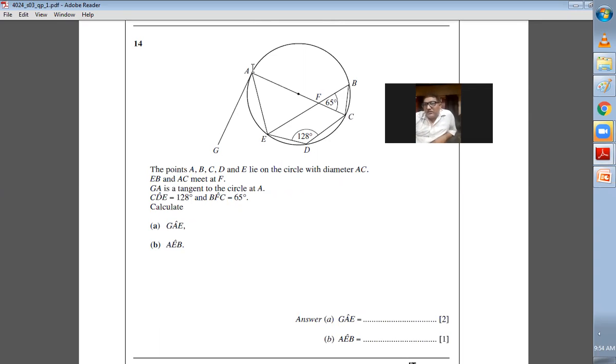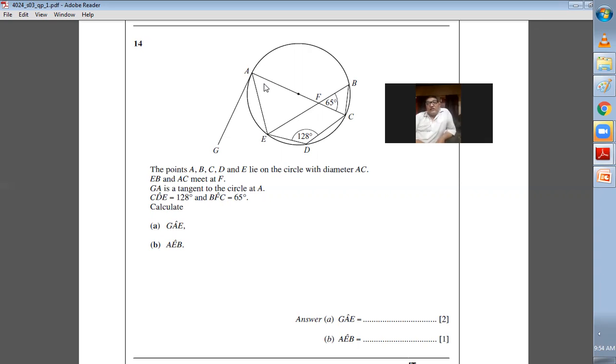He wants you to find this angle, GAE. This whole angle GAC will be 90 degrees because the tangent makes a 90-degree angle with the radius. This is 128. I can find out the EAC from the 128.